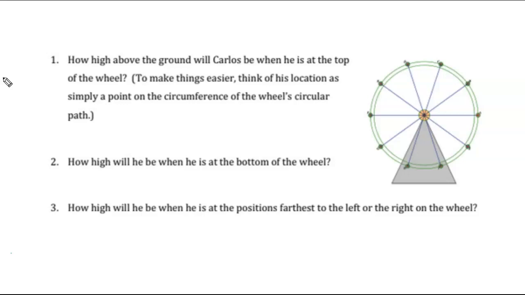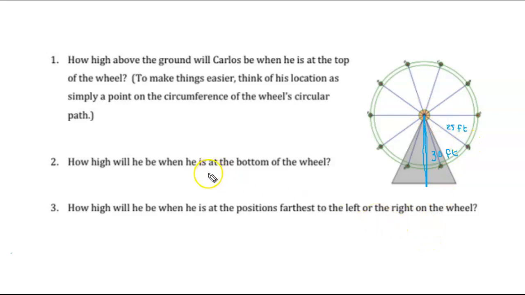So Carlos wants to find out how far above the ground he is actually going to get. The ride operator told him that the radius, from the center of the wheel out to the outer edge, is 25 feet. He also knows that the center of the Ferris wheel is 30 feet off the ground. So we know this center spinning part is 30 feet off of the ground, and the spokes on the wheel are 25 feet long.